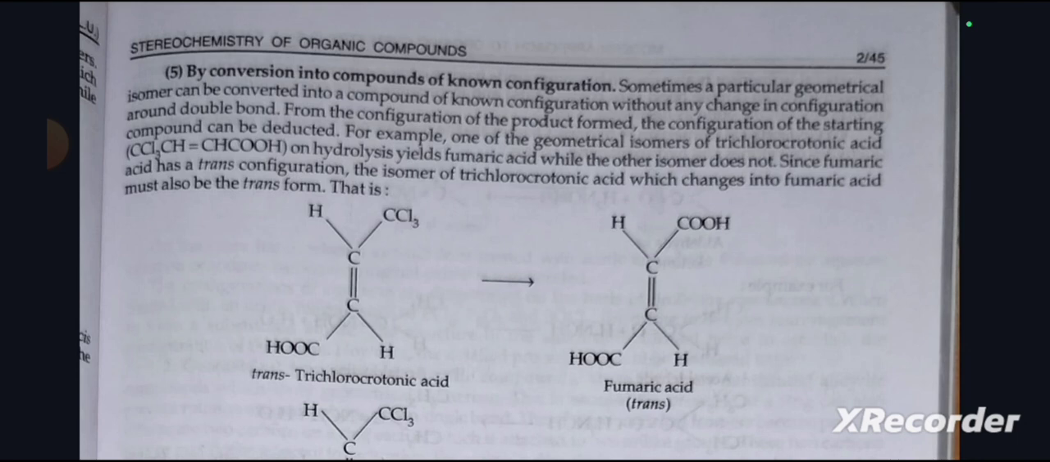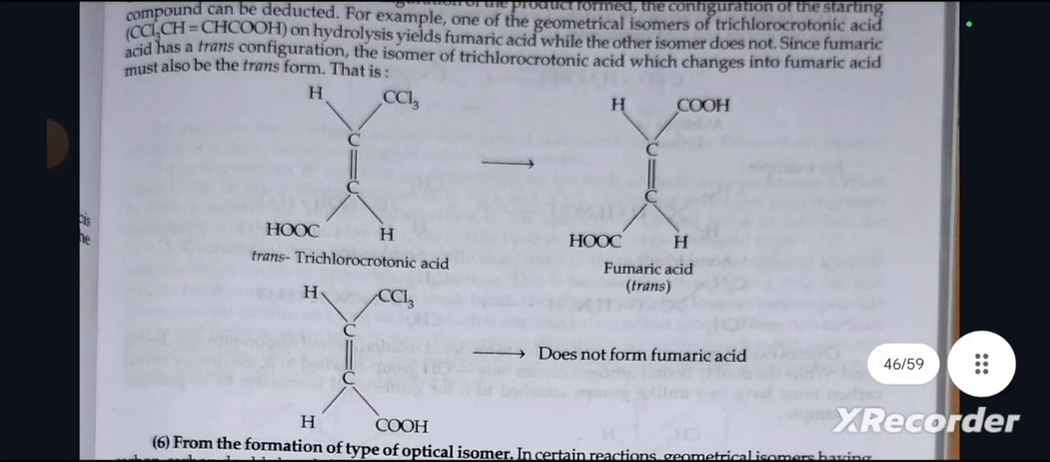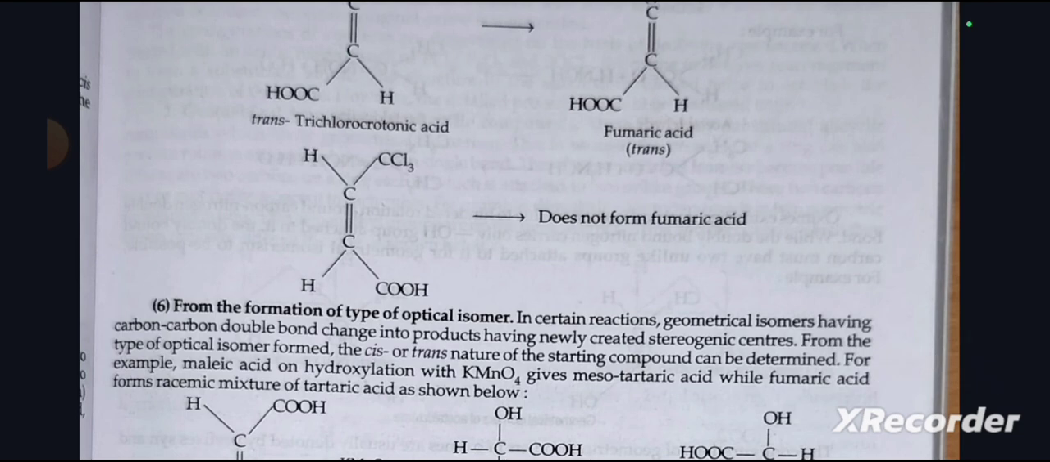For example, one of the geometrical isomers of trichlorocrotonic acid, CCl3CH=CHCOOH, on hydrolysis yields fumaric acid, while the other isomer does not. Since fumaric acid has a trans configuration, the isomer of trichlorocrotonic acid which changes into fumaric acid must also be the trans form. That is, trans trichlorocrotonic acid gives HOOCCH=CHCOOH, fumaric acid, trans. The cis isomer does not form fumaric acid.